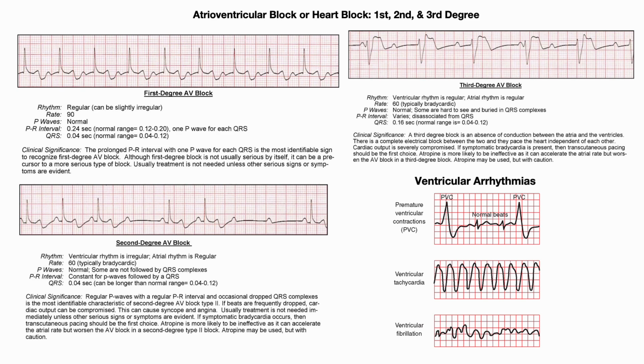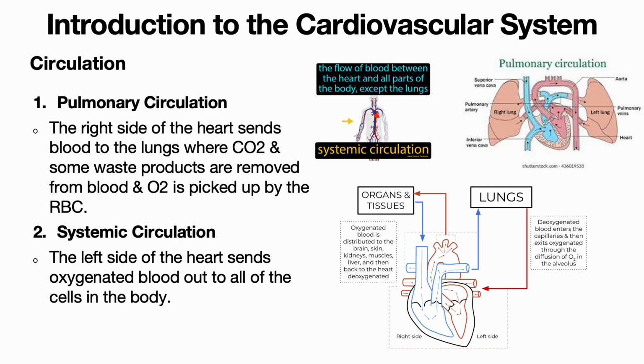So you have there more ECG pictures. We will now proceed to circulation. So there are two types of circulation, the pulmonary and systemic circulation.